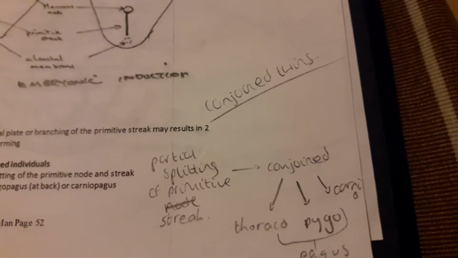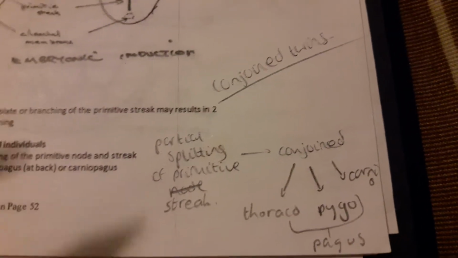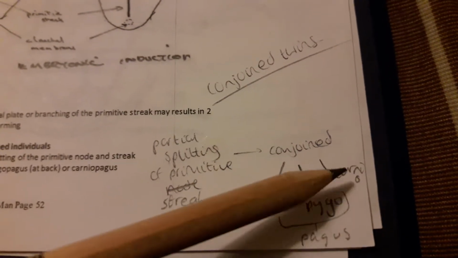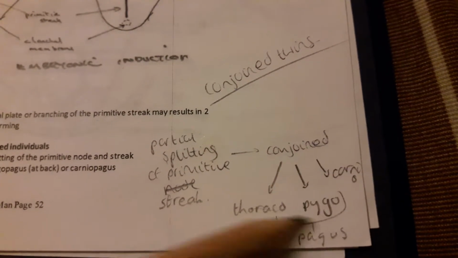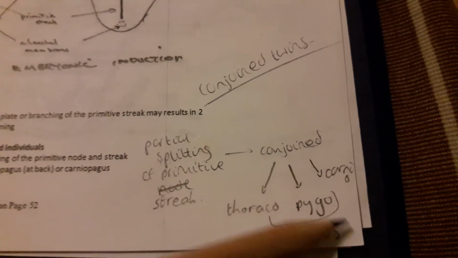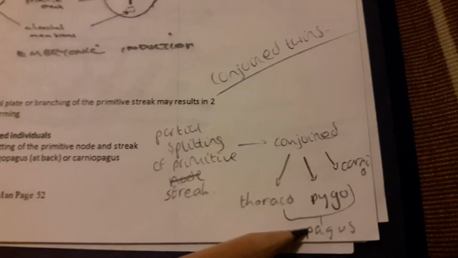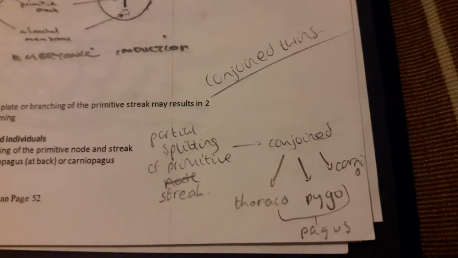One of the defects that can happen here is with conjoined twins, so it's when there's partial splitting of the primitive streak, and that results in thoracopagus or craniopagus, which means joining, so joined in the thoracic region, back or the head, and pagus means conjoined twins, I guess.